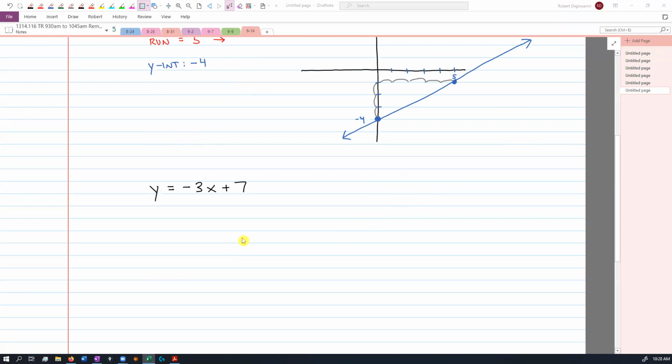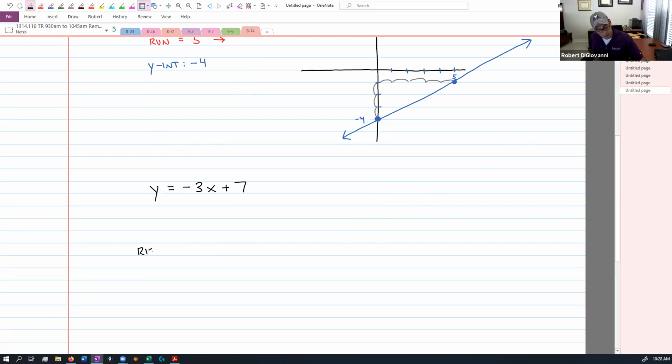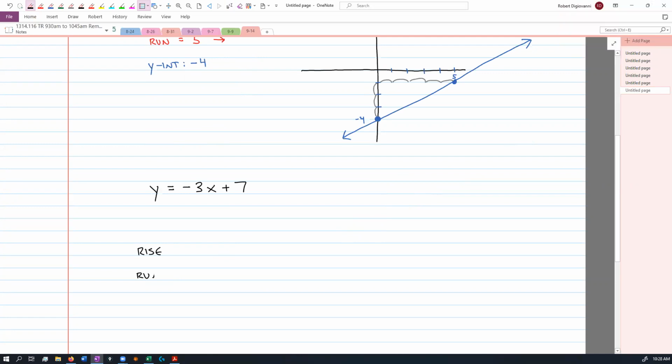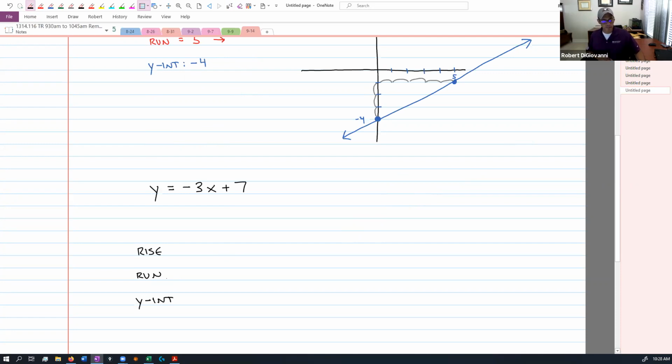y equals -3x plus 7. We're going to need the rise, the run, and the y-intercept, right? Rise over run and the y-intercept. Those are the 3 things we're going to need.